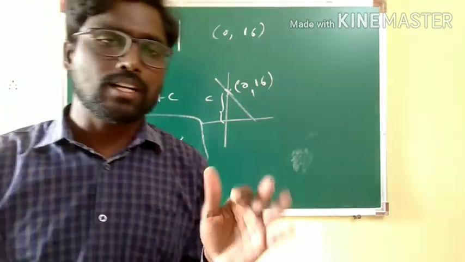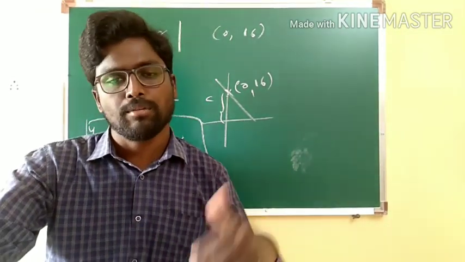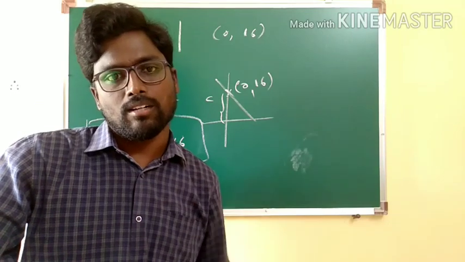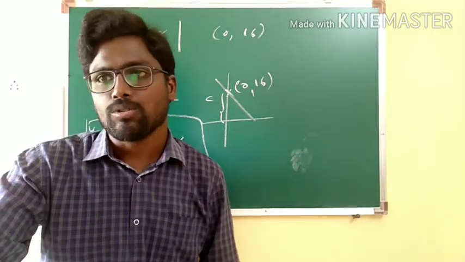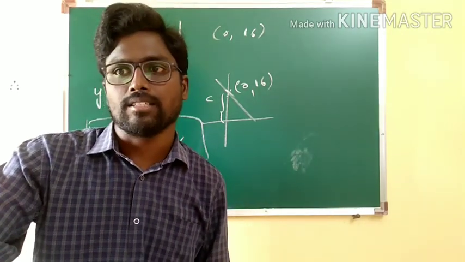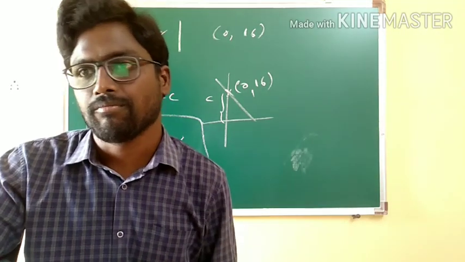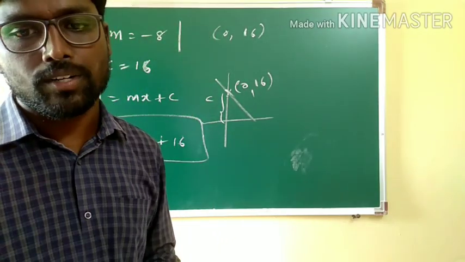And see, if at all any key errors are there at any moment, don't panic. They will be updated in another result. That result will be updated to you. Understand? So for question number 15, the suitable option is B, that is y is equal to minus 8x plus 16.